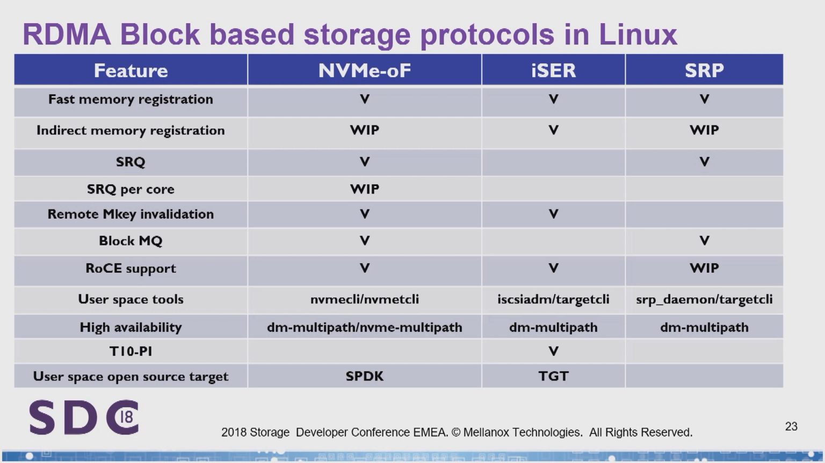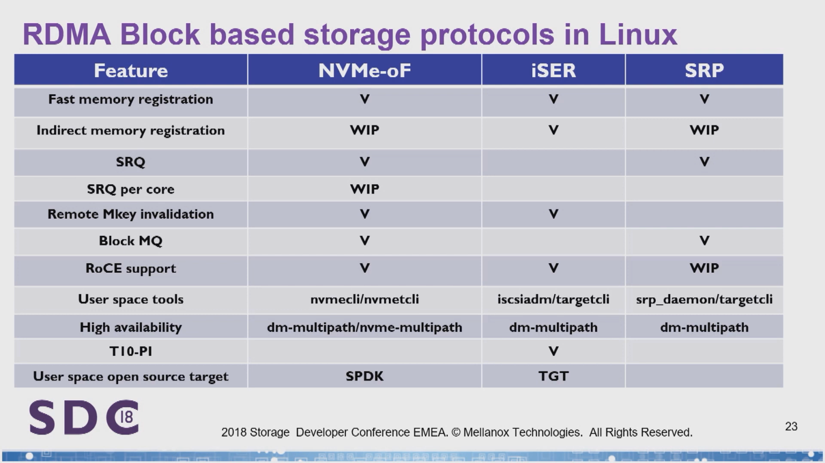High availability: DM multipath is supported for all three block protocols. For NVMe, we have NVMe multipath, which the previous talk explained. T10-PI is a feature that gives you protection information from end to end, from initiator to target. Currently, it's implemented in the iSER protocol. I hope we will implement it soon in NVMe over Fabrics. It's an important feature, and we will do it soon, I hope.